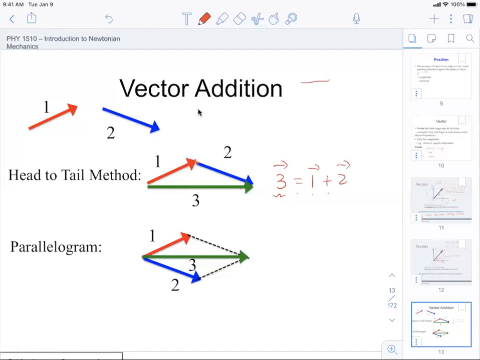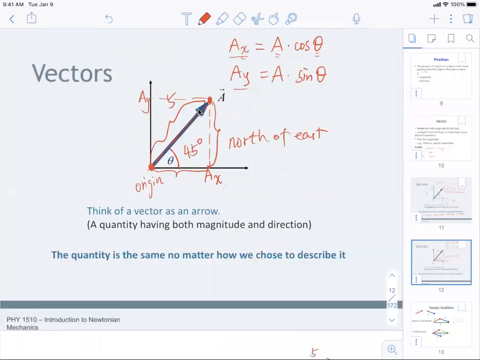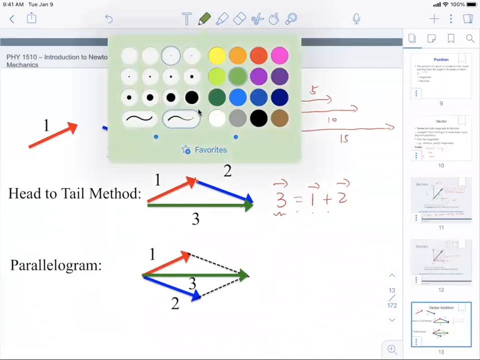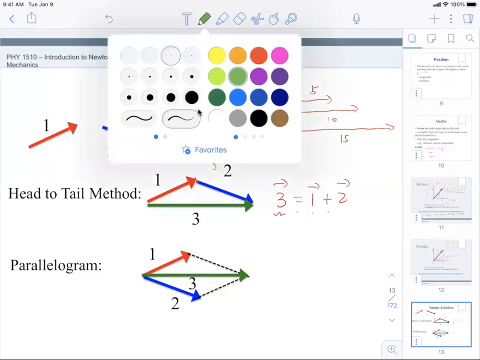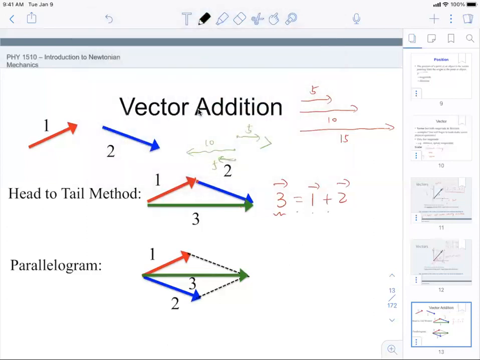Because let's say you have 5 in this direction and you get a 10 in this direction, adding together, you get 15. But if they're not in the same direction, if you add a 5 this way and you have a 10 this way, you add 5 and 10 together, you're not going to get 15. In this case, you actually get a 5 to the left if you add them up. So you can see the direction now matters in terms of adding up vectors.